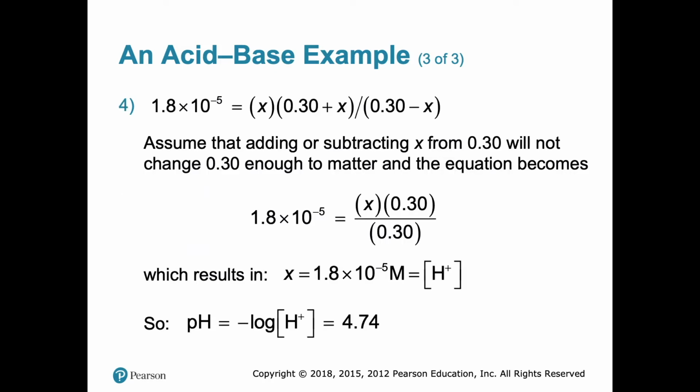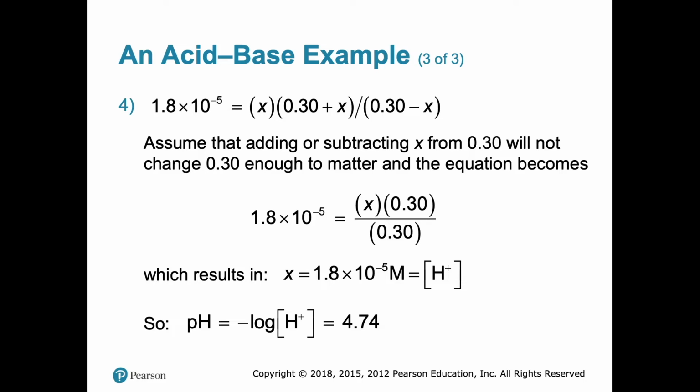So continuing this example, we have the Ka, and then from the ice table, x is the hydronium ion or proton concentration. The 0.3 plus x is the concentration of the acetate ion. And then that's all divided by the acetic acid, which is 0.3 minus x from the ice table.